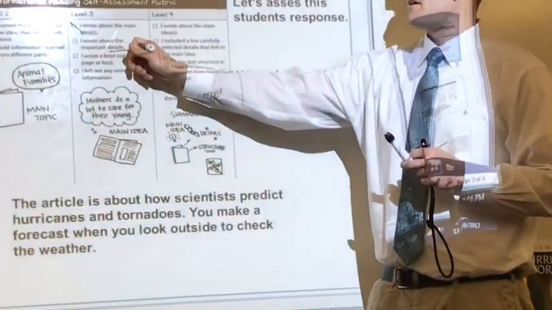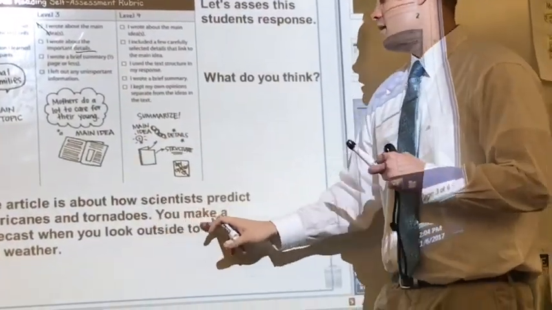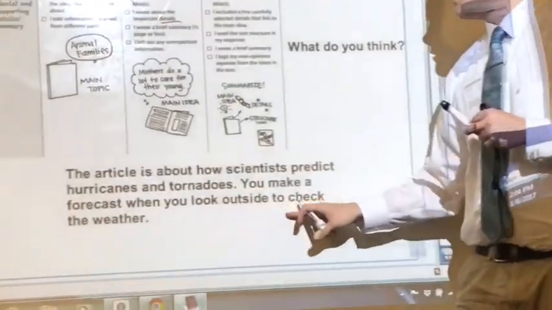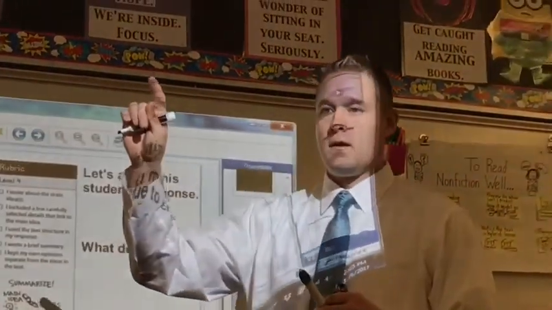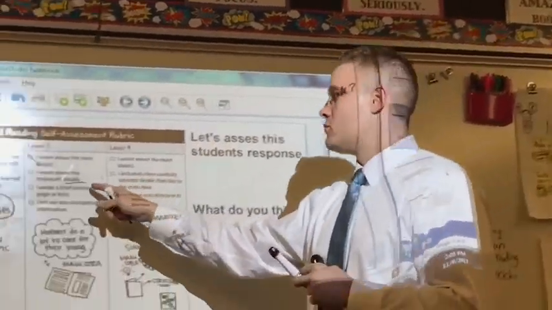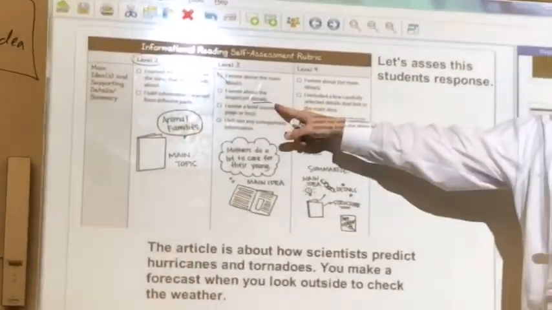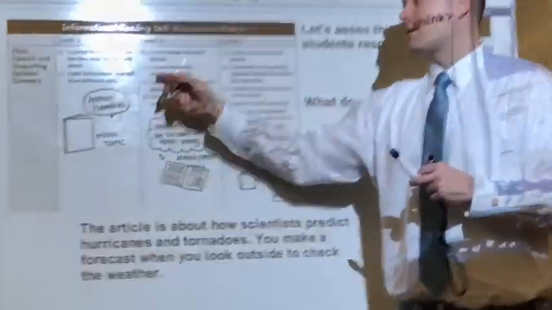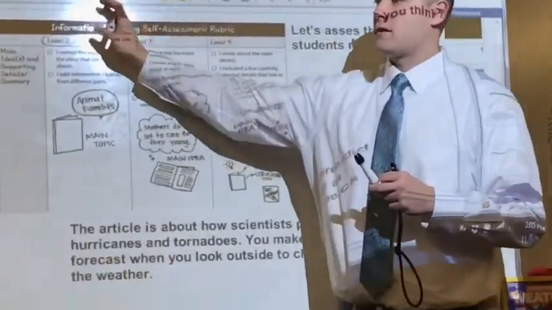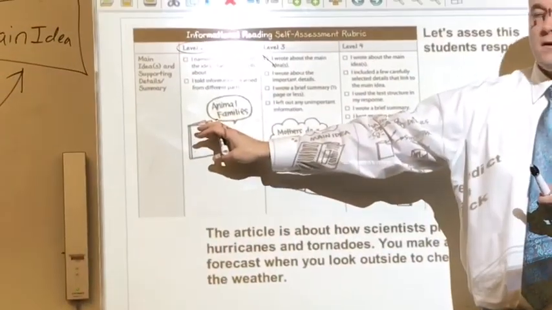Did they write about important details? No. So we have the main idea. You make a forecast when you look outside to check the weather. I would say that's one detail or one bullet. But do I think it's details? So what do you think, David? Should I mark this one off? Nope, so I can't mark this one off. So that means I'm automatically going to drop down one, right?